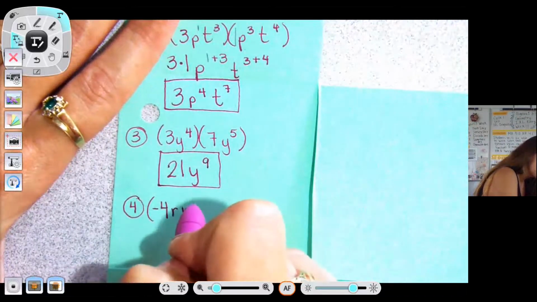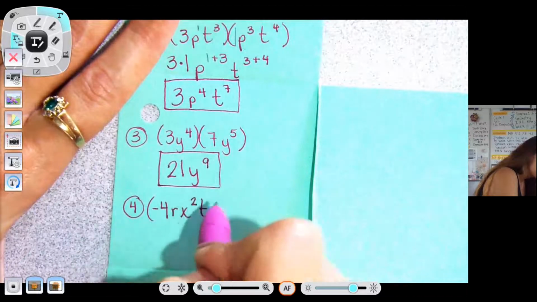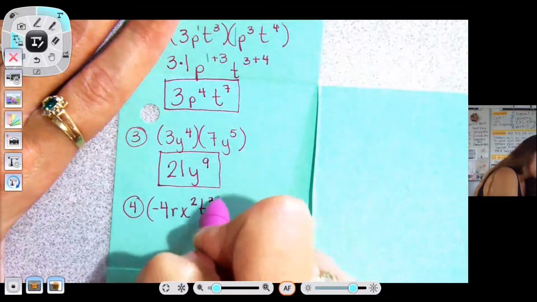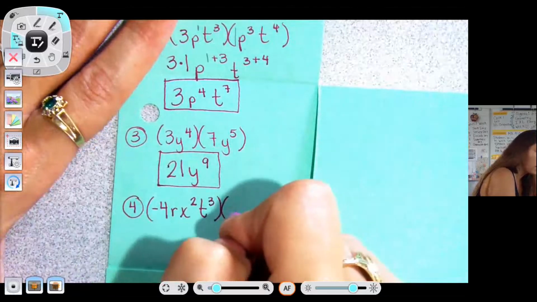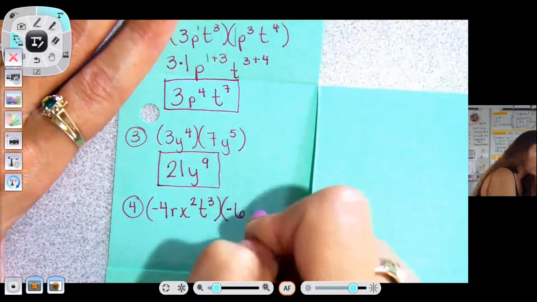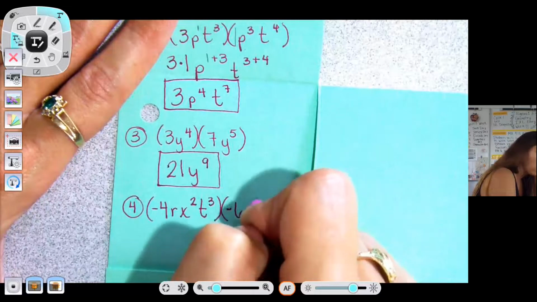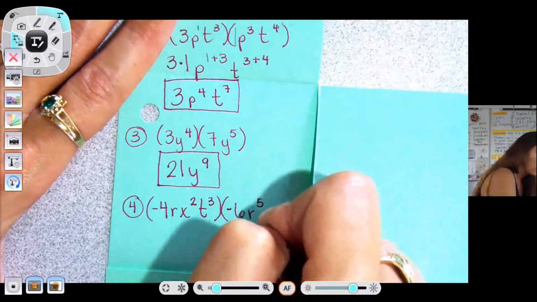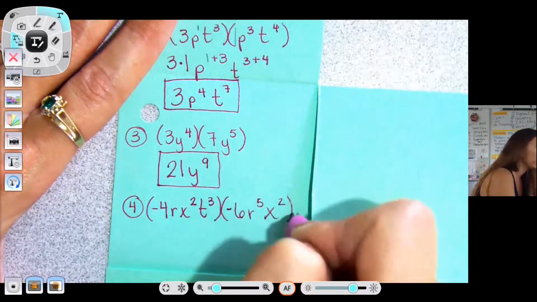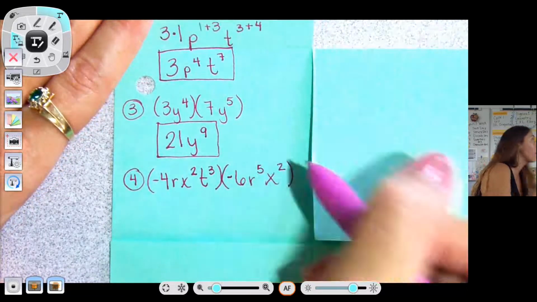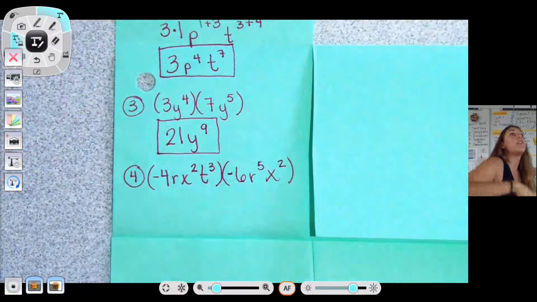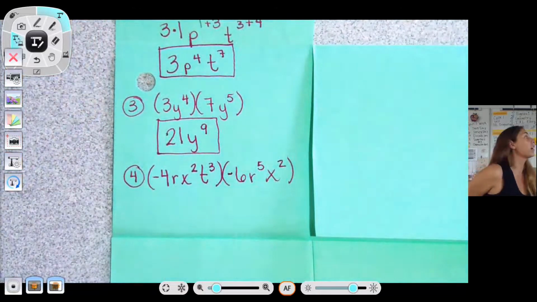Miss Halleck, if I get this right, can I shout it out? You can tell me the answer if you want, but let people think. Don't shout it out, but I'll let you say it out loud. This is the last one. You don't need to show work. You could skip the work, technically.